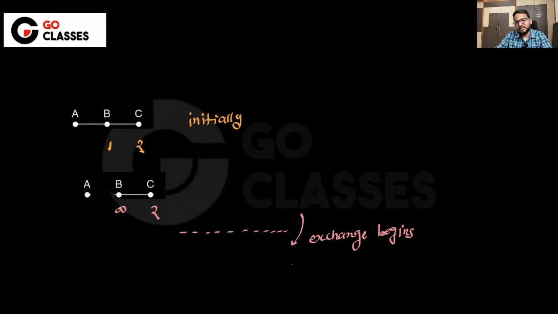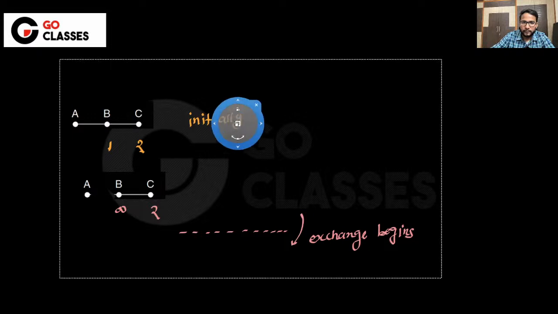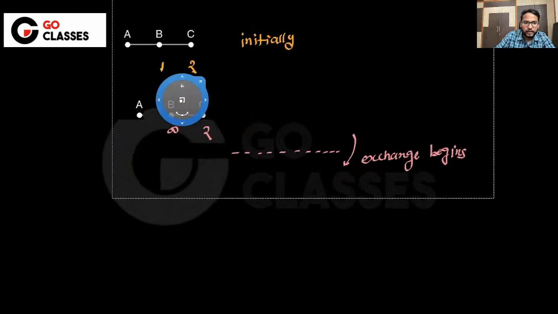I mean, initially it is the case. Once you disconnect, it is infinity, it is 2. Now just listen carefully. Suppose that C is sending its vector to B first. There are two cases now. Okay, so maybe I can go to the next page. Let me write here. There are two cases.